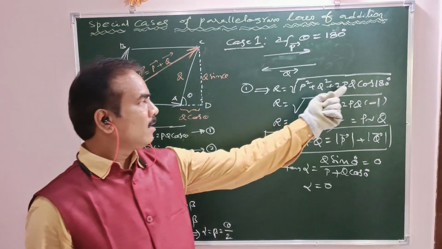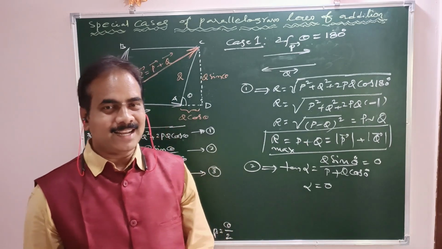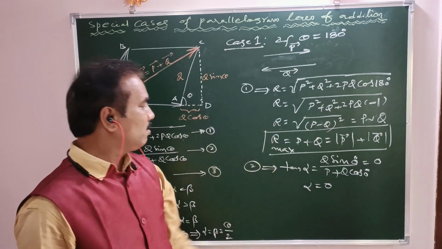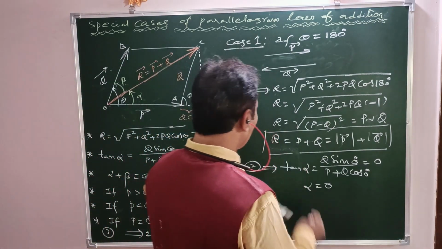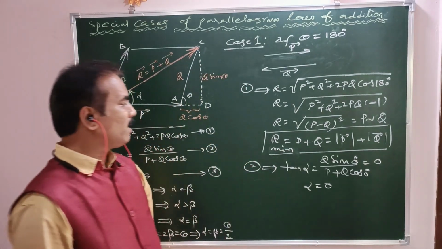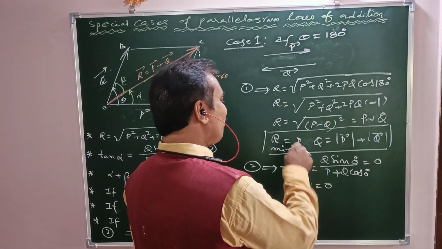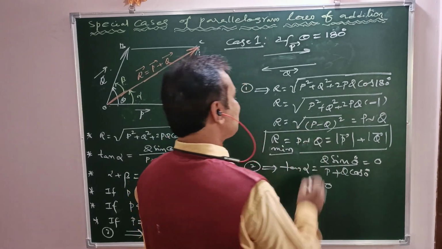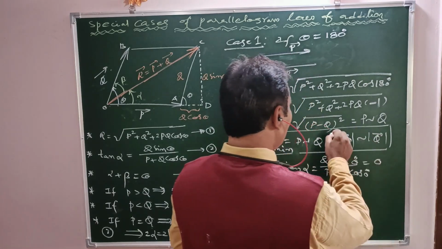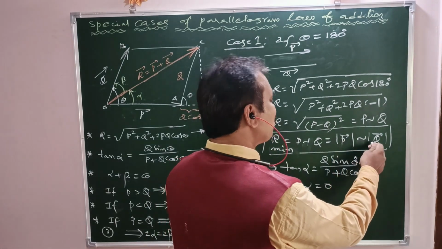Why? Because for the cosine function, if theta is 180 degrees, cosine of 180 is minus 1. In that case, r takes its minimum value. That is the reason why I am taking r minimum. R minimum is equal to p difference q, or p minus q, or q minus p. I am taking the difference, that is mod p bar minus mod q bar. The resultant is always positive. That is the reason why we take the difference of p bar and q bar.